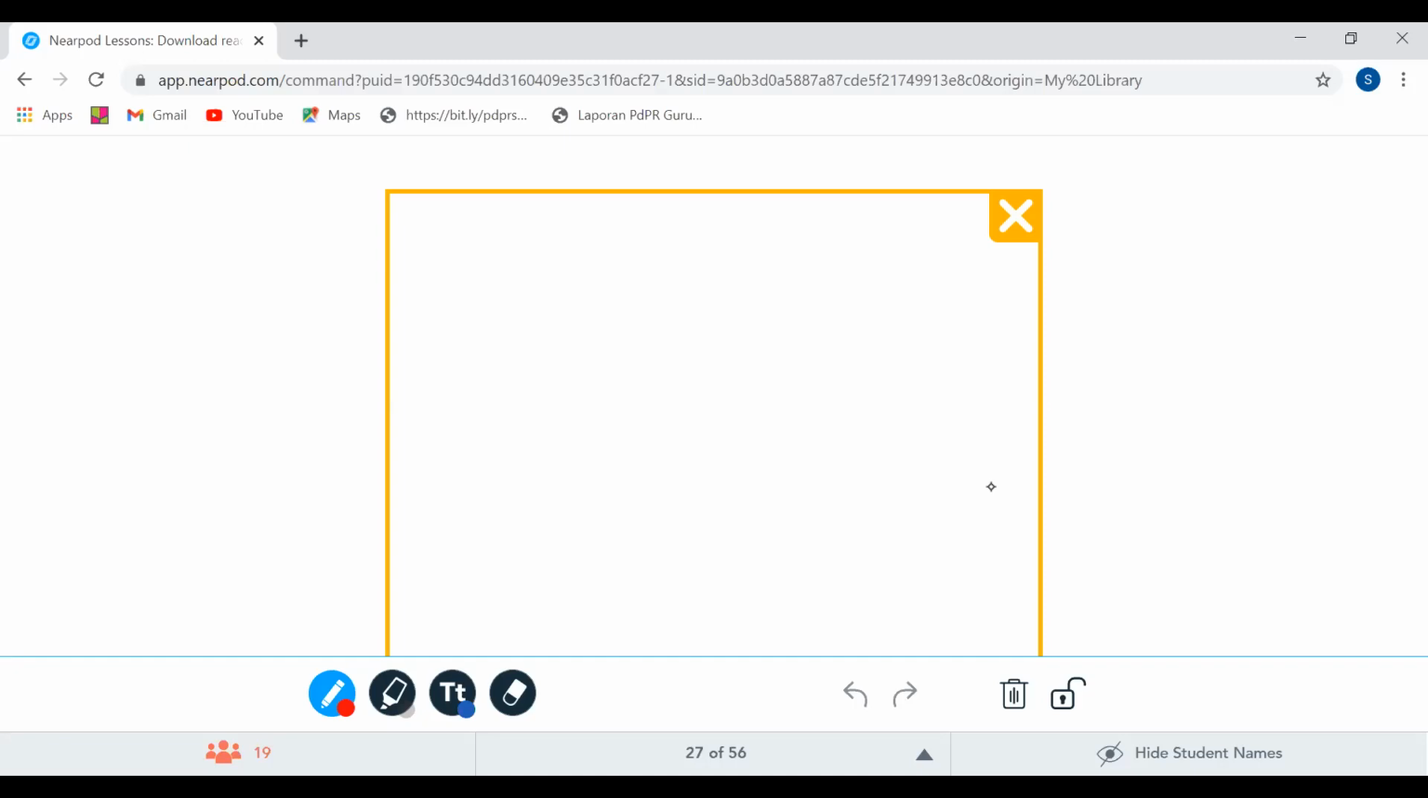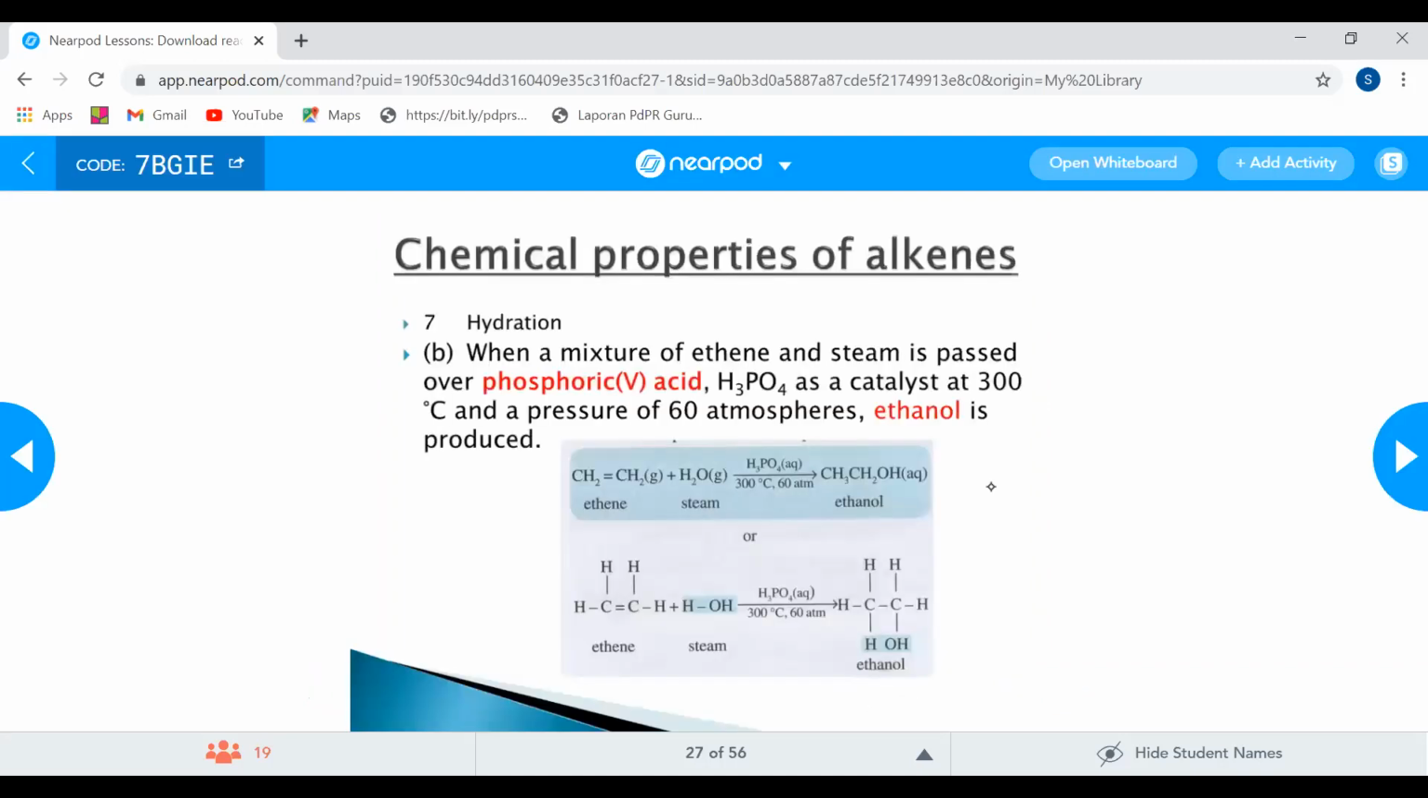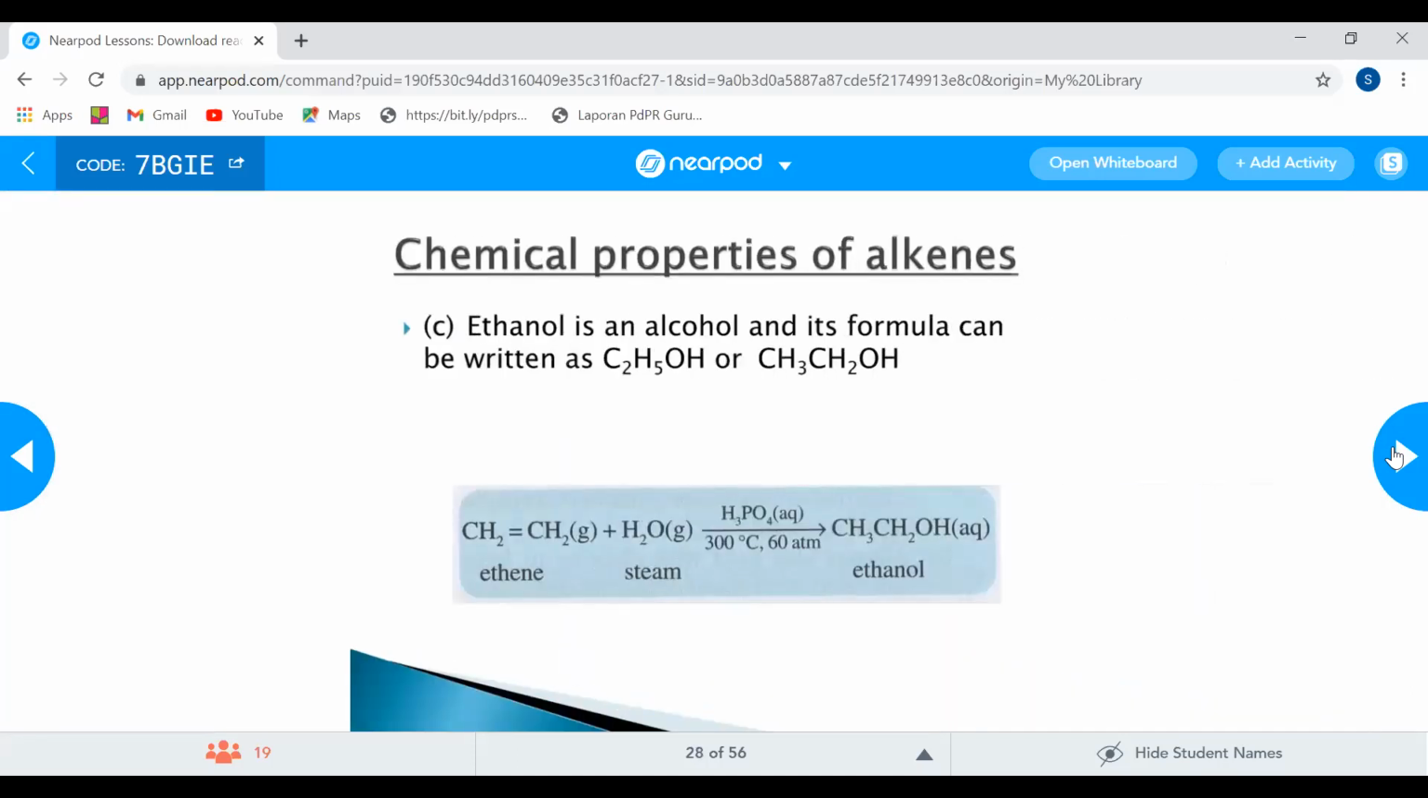So you get my concept, right? Anyways, you must remember your conditions. Your conditions are phosphoric acid at 300 degrees Celsius at 60 atmospheric pressure. Another way of writing ethanol can also be C2H5OH. You can also write CH3CH2OH. Do you know what teacher is saying?